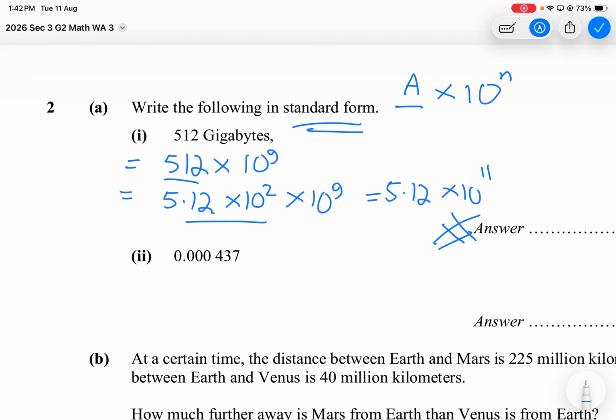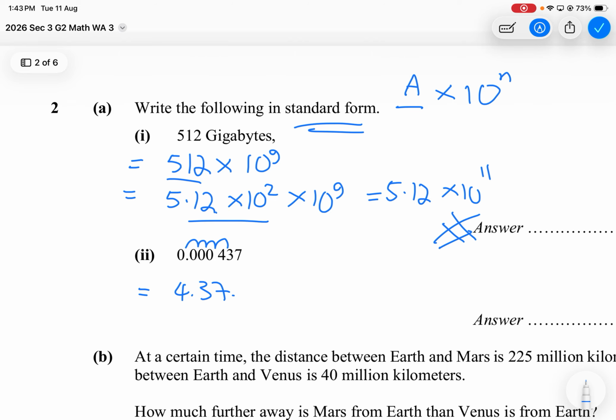Okay, so standard form means I must change this number to 4.37. I move the decimal point 1, 2, 3, 4, 4 times. But this is a bigger number than this. I want them to be the same. I need 4.37 to divide by 10 to the power of 4. But we don't write divide over here. So I will write times 10, but I put the minus here. So I move 4 times, that's why this one is 4.